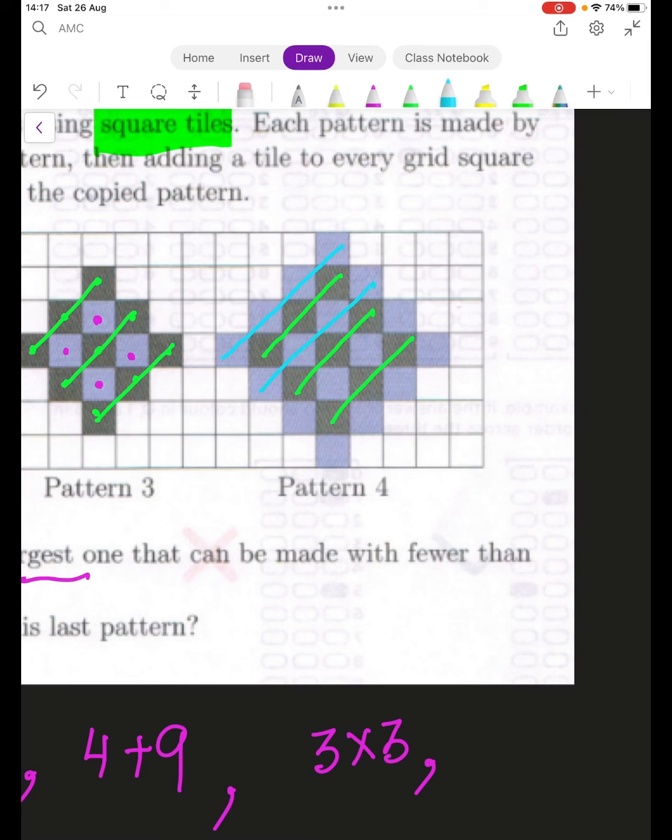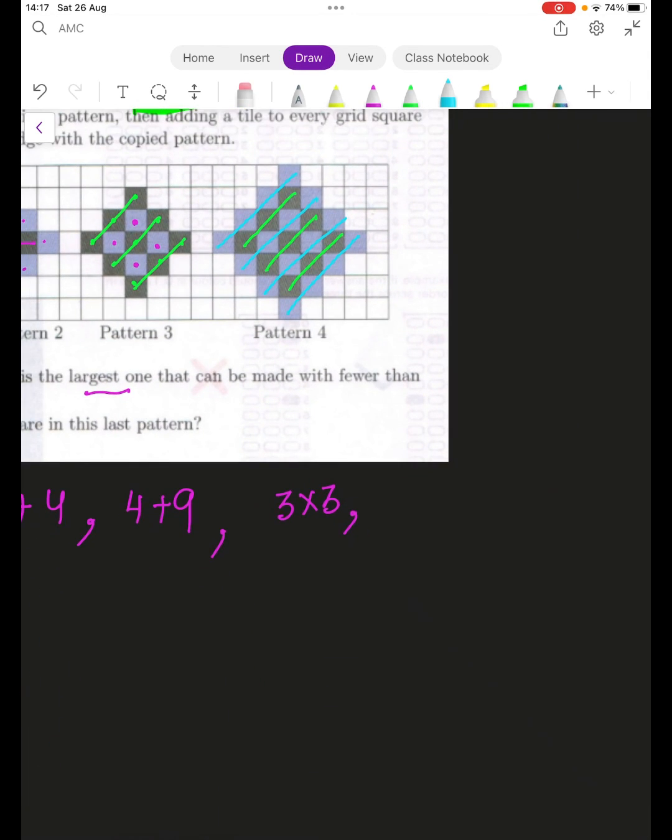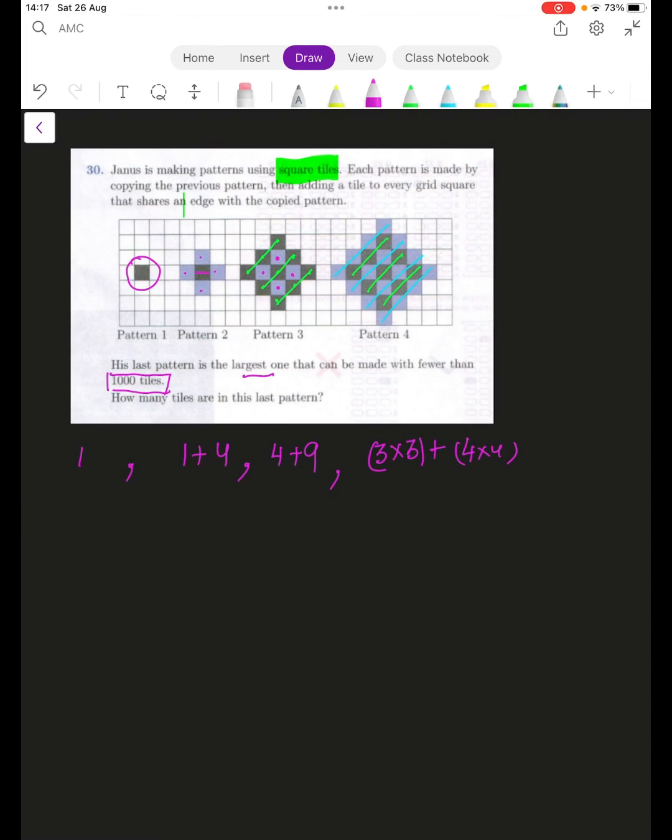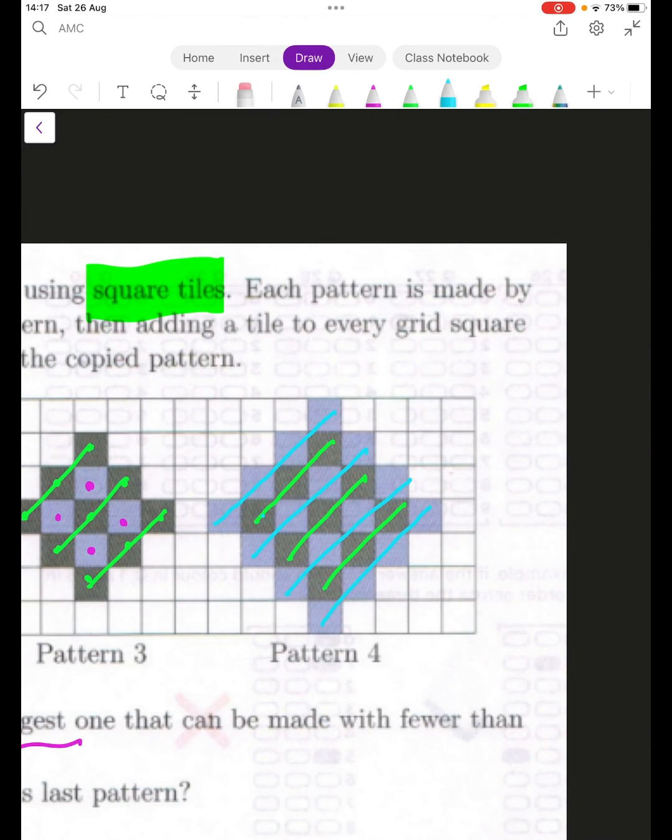So now let's look at the darker tiles. You can see there are 1 group of 4, second group of 4, third group of 4, and fourth group of 4. So not a comma here, that's a plus 4 times 4, and I must put the bracket so that we know the order. So actually we can modify our sequence that we have written. So this is 3 square plus 4 square.